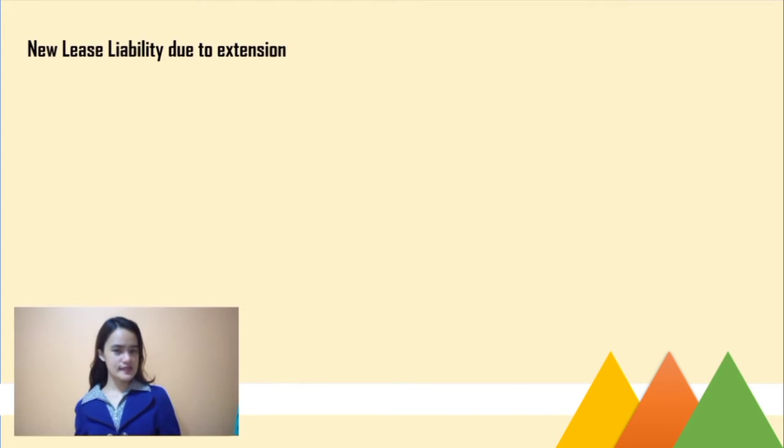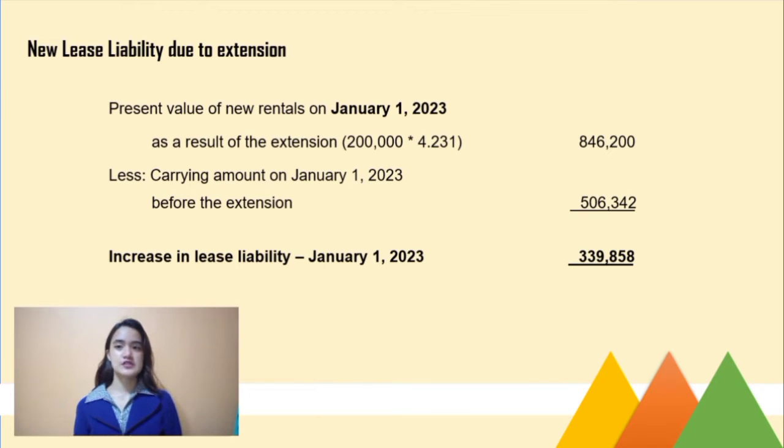Ngayon naman, alamin natin kung nag-increase pa or nag-decrease si lease liability natin. First, yung present value of the new rentals on January 1, 2023 as the result of the extension. The amount is 846,200. Paano natin siya nakuha? Yung data dun sa amendments na natin yung gagamitin natin. Again, yung annual rental payable, which is 200,000 pesos, multiply natin sa bagong present value of the ordinary annuity of 1, which is 4.231. So, it will result to the said amount.